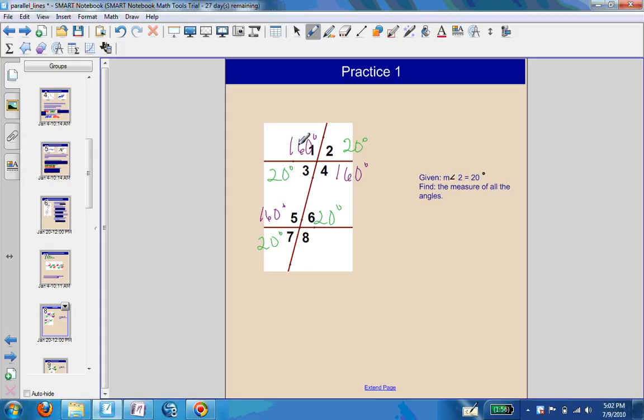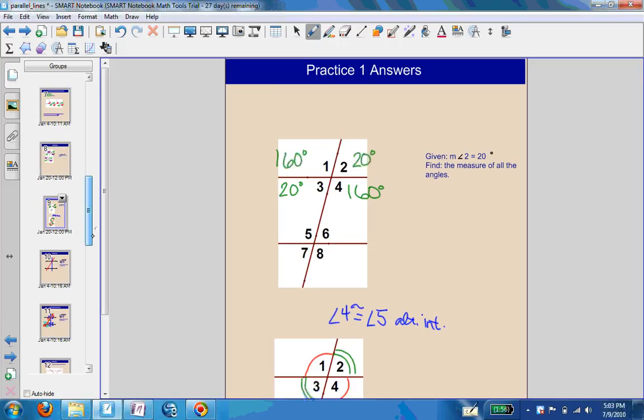Upper left, lower left. You can think of it that way as well. Angle 4 is the same as angle 8. So again, you'll see alternate interior angles are congruent. Same side interior angles are supplementary, and that's where those come from.